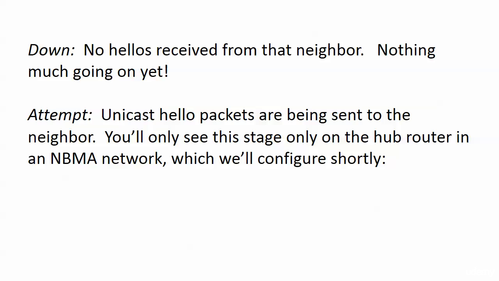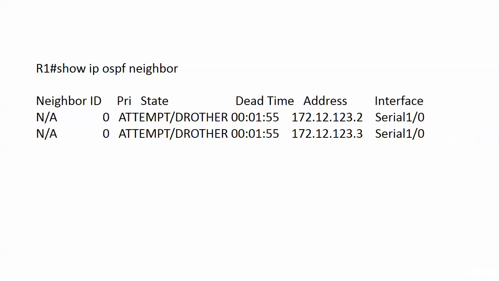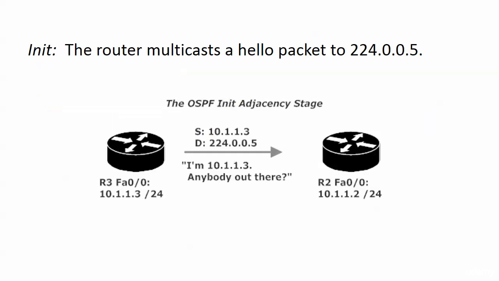Now, attempt, you'll only see this stage on the hub router in what we call a non-broadcast multi-access network. And that's a fancy way of saying we're going to configure OSPF over serial connections over a cloud. And we will configure that live, and you'll see this. But again, the attempt stage, you only see that when you're configuring an NBMA network, and you'll only see it on the hub router. It's going to look something like this. And you see there with state, it's a little off because of the font. I can't make it any bigger or it'll go nuts. But attempt/dr other, and we will see that live in action here pretty shortly.